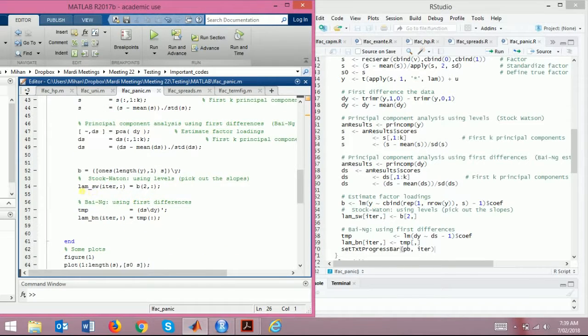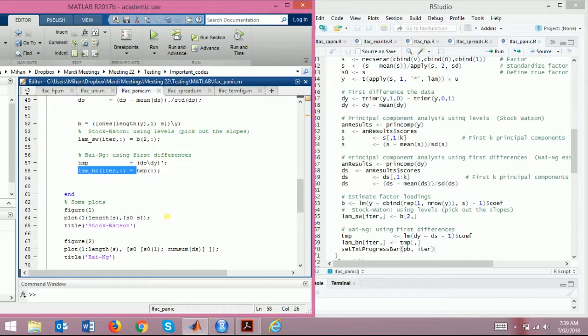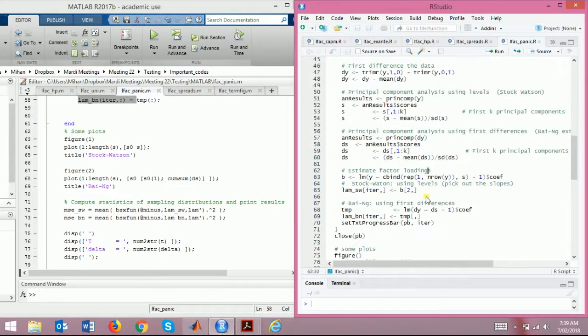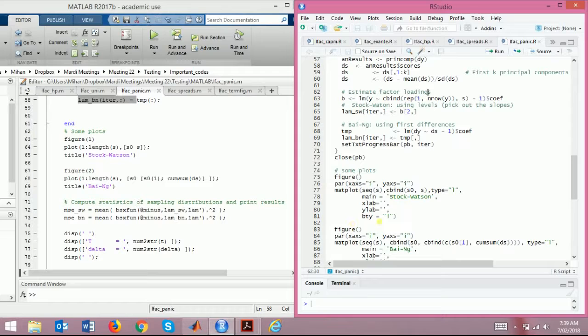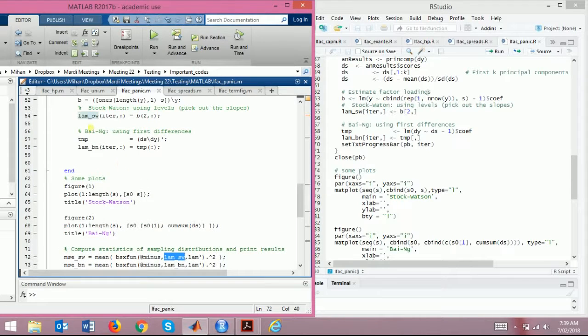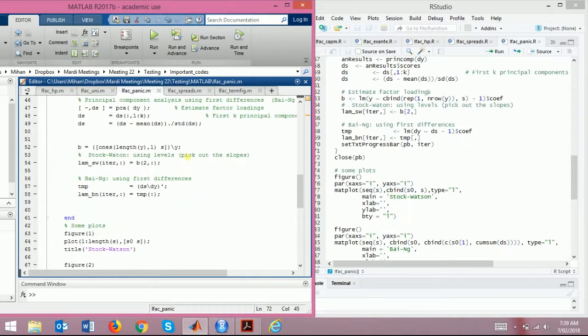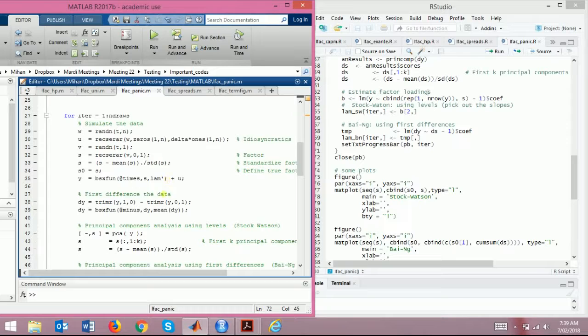Who needs zeros? Lambda w needs zeros, lambda bn needs zeros. How many times? Number of rows and n columns times. Very simple. Then we just plot them, and then we also do mean squared errors. So we take a mean of lambda, which is being updated just like before, minus the previous lambda, the beginning lambda.